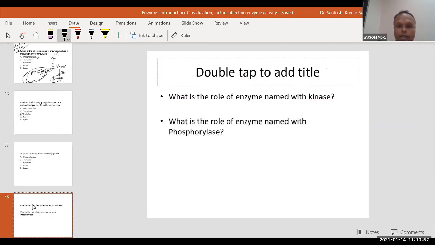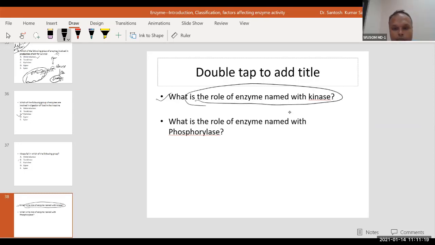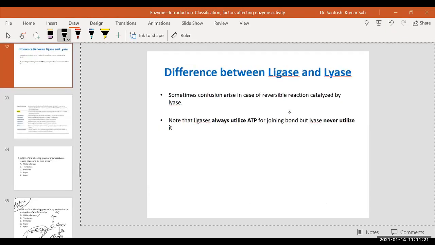Now what is the role of an enzyme named with kinase? We have talked about this. Transfer what? What does kinase do? Anybody, please be quick. Transfer glycogen. Does it transfer glycogen? It transfers a phosphate group.